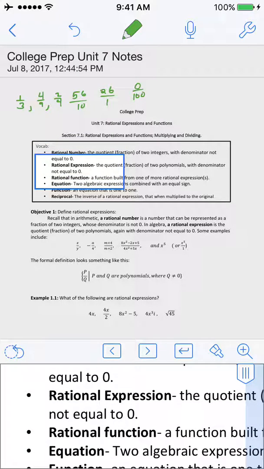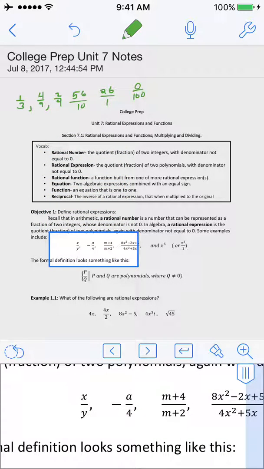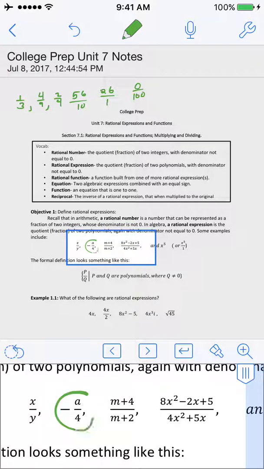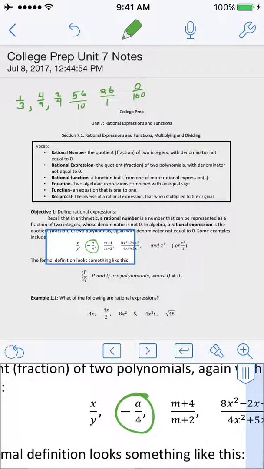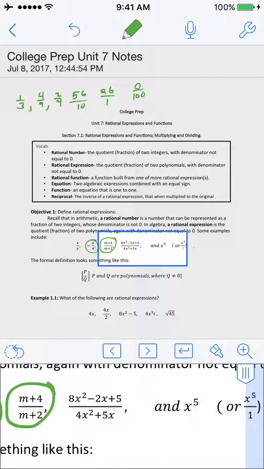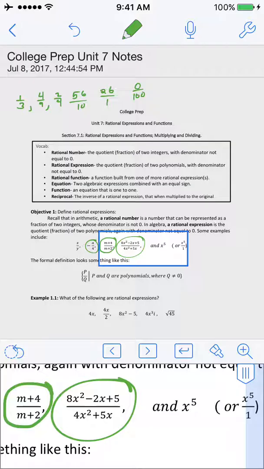As you can guess, rational expressions are virtually the same thing, except they have variables in them. That's all. That's the only difference. They just have variables in them. They can still have numbers. Most of them still do. Things like this negative a over the fourth, right? That's just got a variable in the numerator. You can have variables. You can have polynomials. Here we've got a binomial over a binomial. Here we've got a trinomial over a binomial.